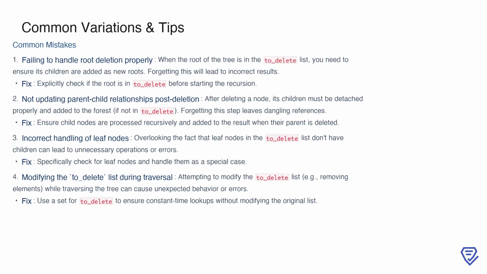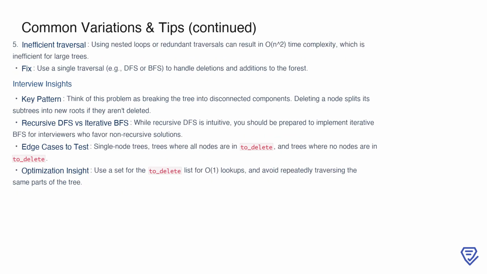Finally, modifying the to_delete list during traversal is problematic. This can introduce unexpected behavior or errors. Instead, convert the to_delete list into a set before starting, as this ensures constant time lookups without altering the original list. Another important consideration is efficient traversal. Using nested loops or redundant traversals can cause the solution to degrade to O(n²) time complexity, which is unsuitable for large trees. To address this, you should use a single traversal, such as DFS or BFS, to handle deletions and additions to the forest in one pass.